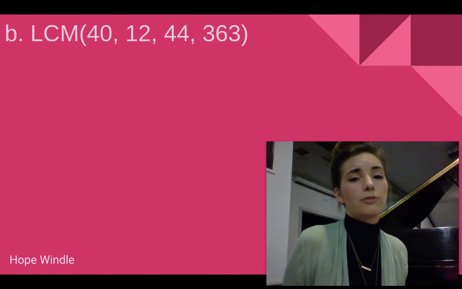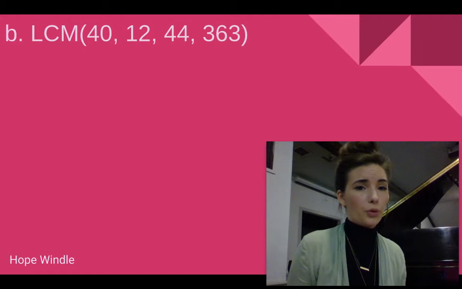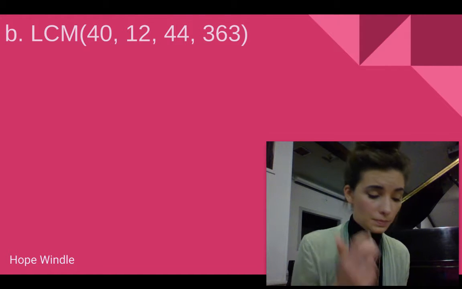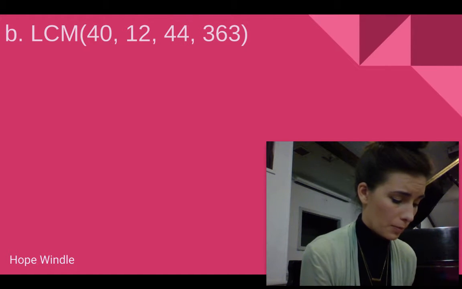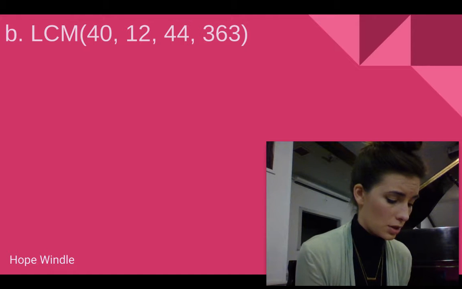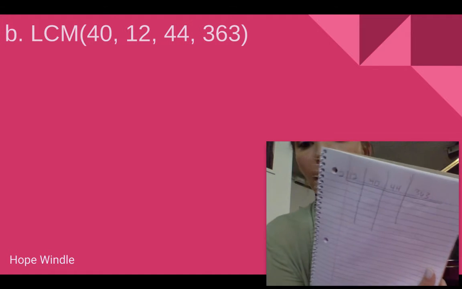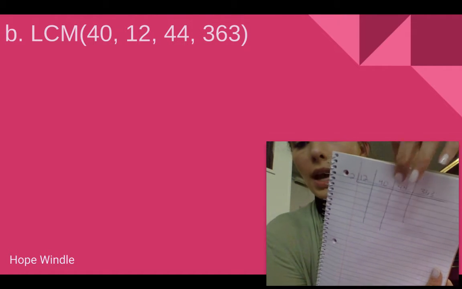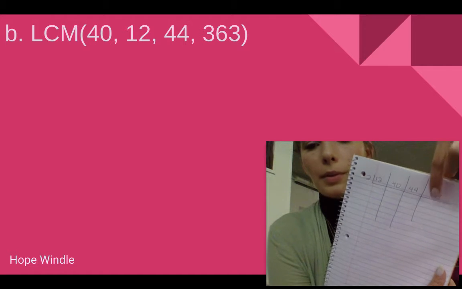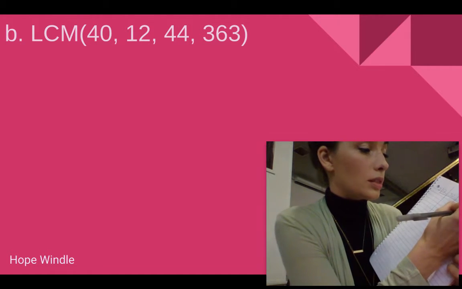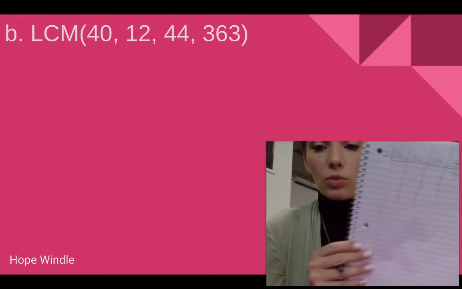And now we're going to go ahead and try to find the least common multiple of 40, 12, 44, and 363. So let's go ahead and break down our table. And we can see that many of these are even. So I'm going to write my chart like this. I'm just going to divide all the even numbers by 2, and then I'm just going to leave this one empty. I'm just going to drop this number down because it isn't divisible by 2. So we're just going to leave this one out and pretend like we're not even going to factor that one yet.